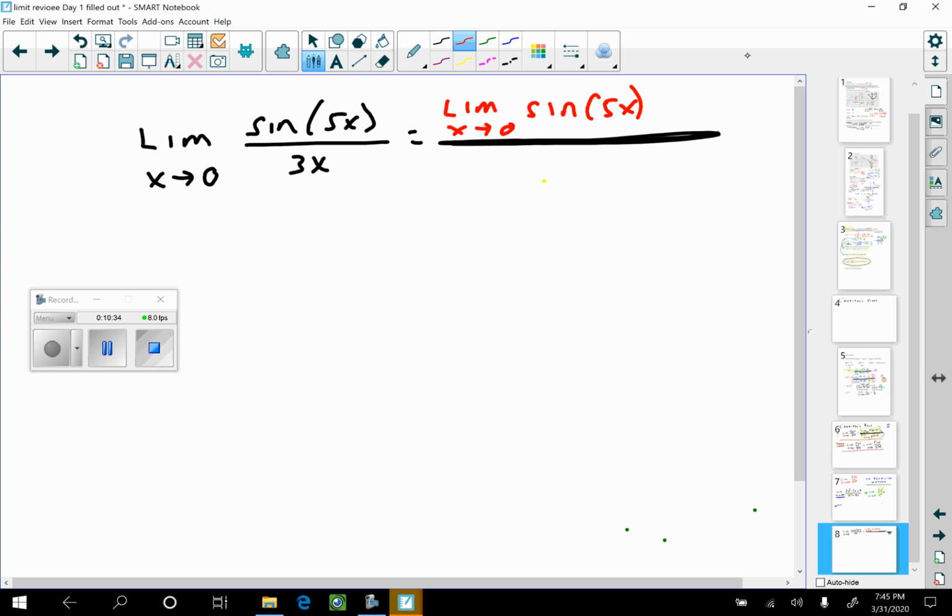You're going to need to write that step. That limit is x goes to 0, and you notice I'm just going to evaluate it as a separate limit because it is a separate limit in its own. As x goes to 0, 5 times 0 is 0. Sine of 0 is 0. And now I'm going to look at the limit of the denominator as x goes to 0.